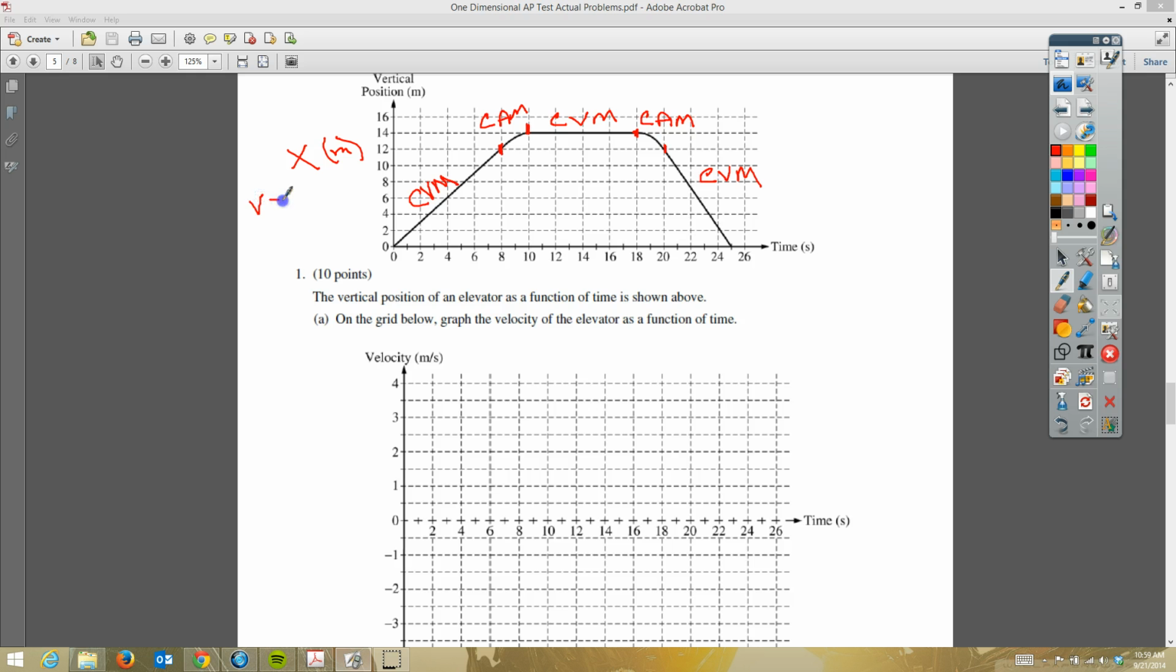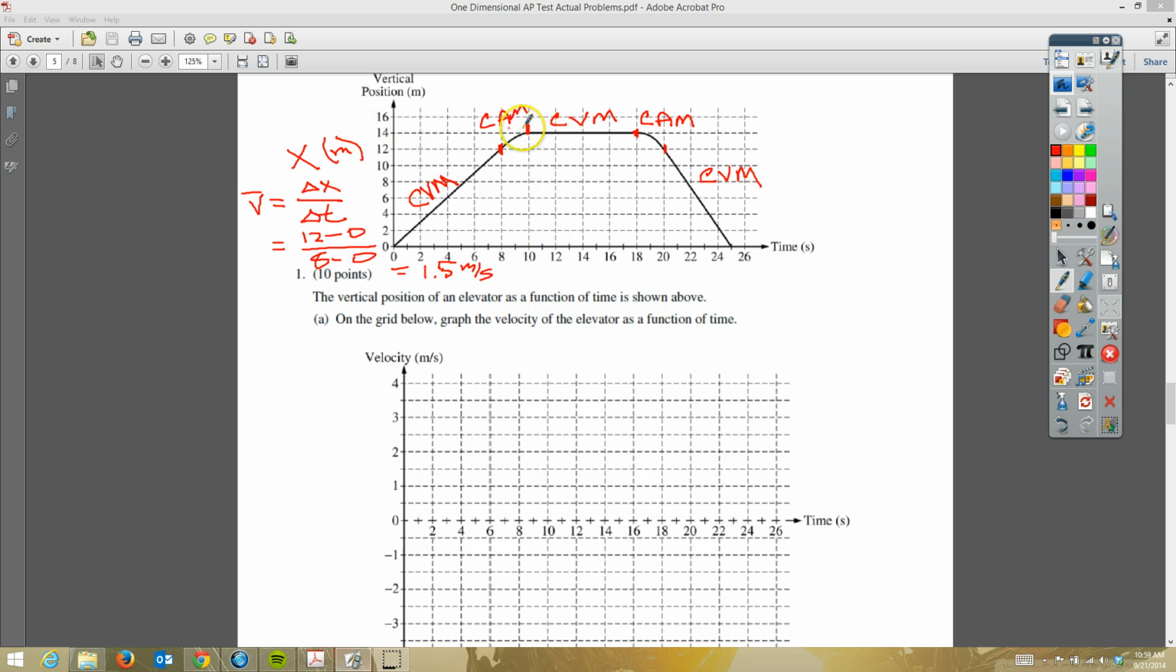We do know that velocity is equal to the change in x over the change in t, where x is position. And so we've got, it looks like 12 is our highest x minus, and this was really easy, 0, all over 8 minus 0. And 12 divided by 8 would give us about 1.5. So we know that from 0 to 8 seconds, we have a constant velocity of 1.5 meters per second.